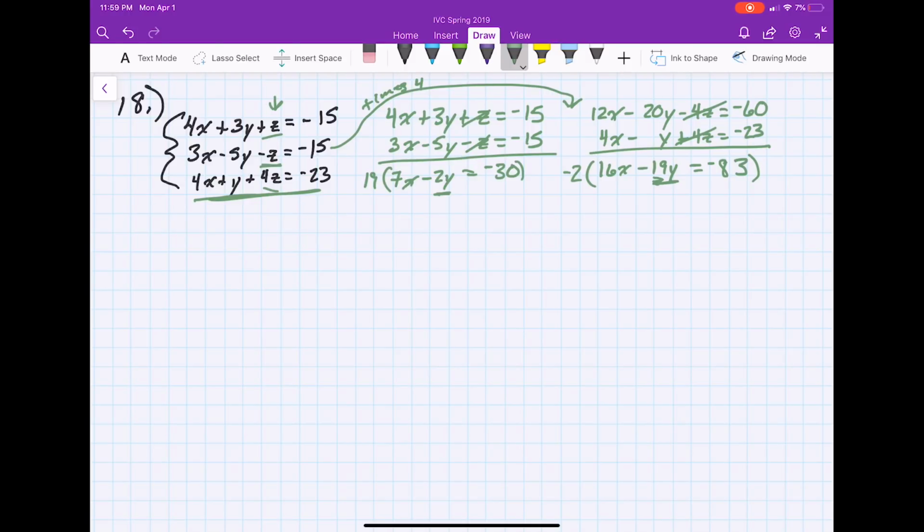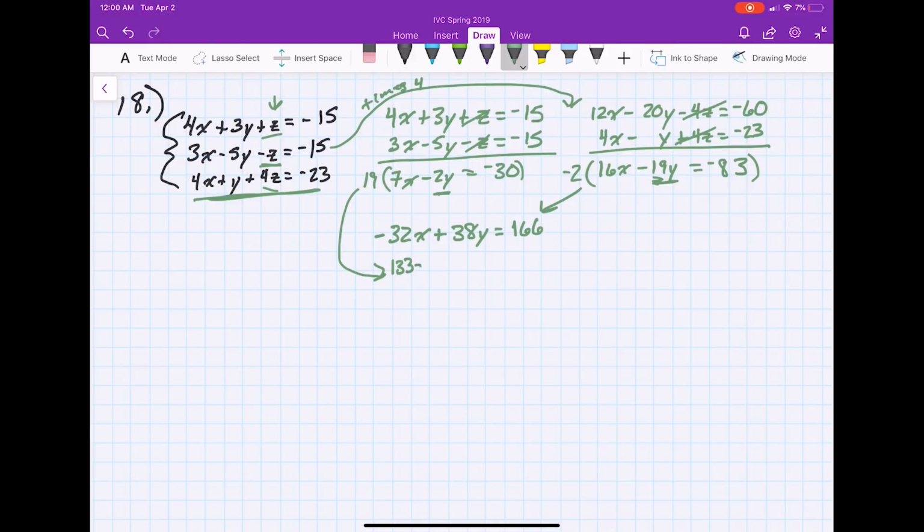So let's see, negative 2 times 16x is going to be 32x. I'll put that right here. And then negative 2 times negative 19 is going to be a positive 38y, and that equals, and this is going to be a positive number, 166. So that's basically this multiplied times 2. And then this multiplied times 19, I'm going to put that down here.